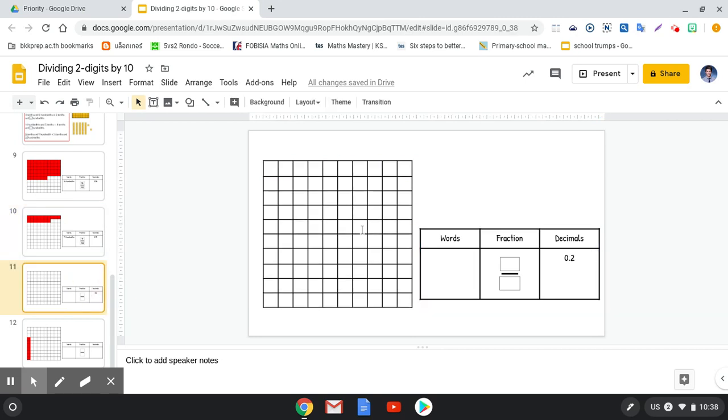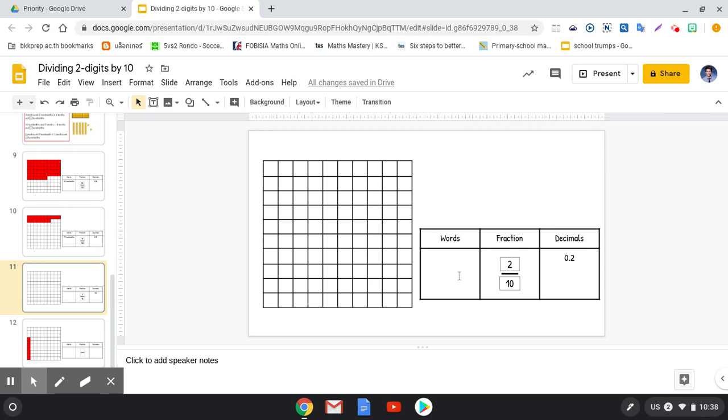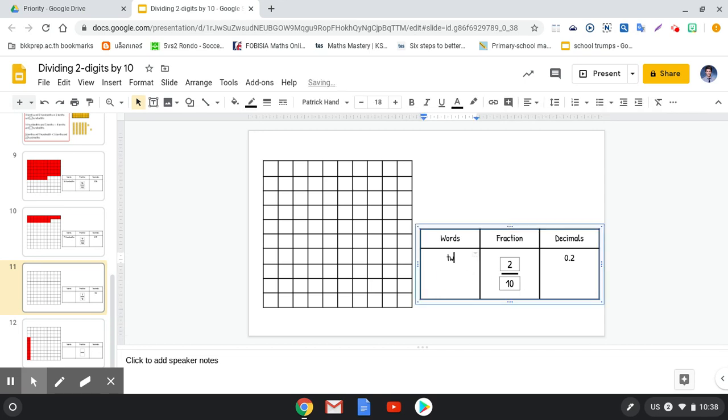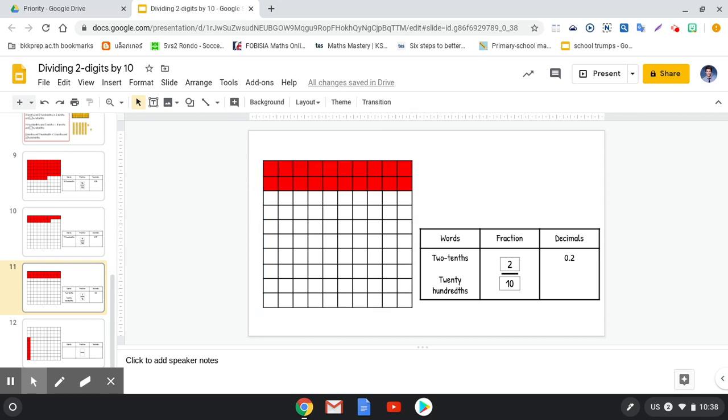Where's my clue? The clue is the decimal, 0.2. Okay, well, that's only a tenth. So I know that as a fraction, that's 2 tenths, or 20 hundredths. They're both exactly the same. So I'm going to write it as a tenth. So 2 tenths, or I could write 20 hundredths. Those two things are the same. So 2 tenths is 2 rows, so let me colour those in, just so we can see what 2 tenths looks like, or what 20 hundredths look like.